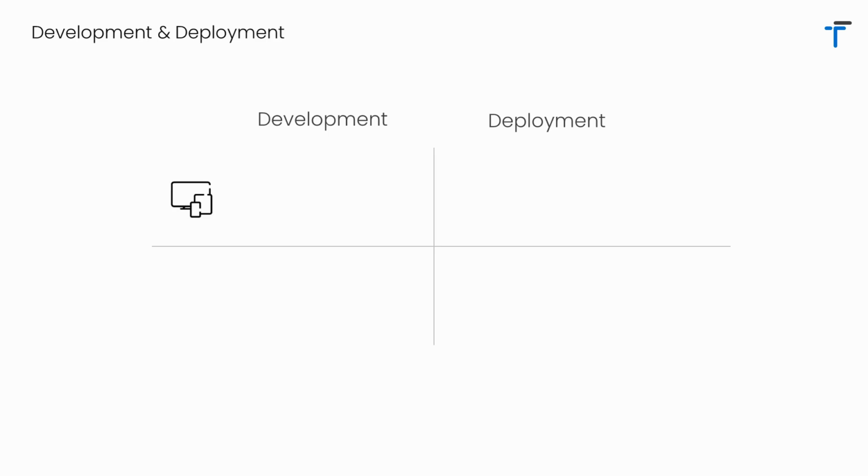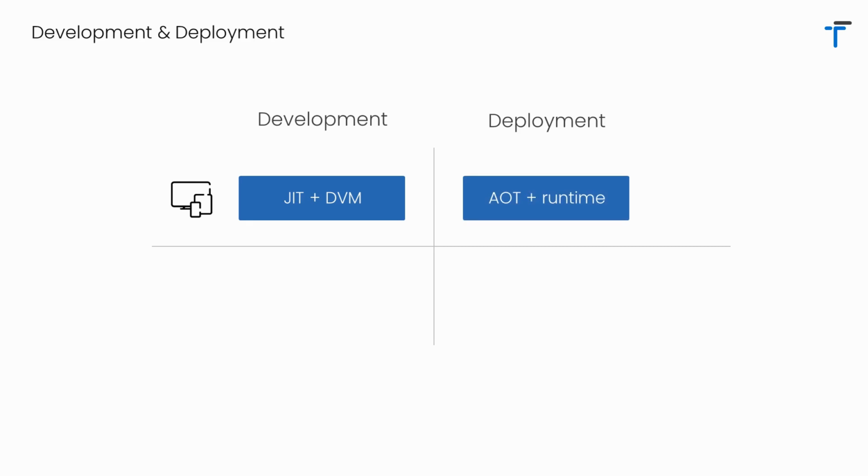Let's understand the development of desktop or mobile application. In this case, in the development phase, your application has to be compiled using the JIT, that is the just-in-time compiler, along with the Dart virtual machine. On the other hand, when you are about to deploy this application, instead of using the JIT, we have to use AOT, that is ahead of time compilation technique, and as a result, it can give you the native specific code as per your requirements.